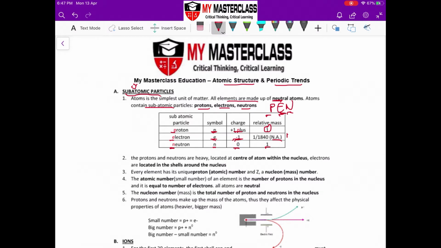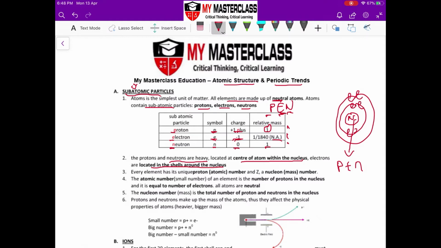The electrons are very light, while the protons and neutrons have mass. Protons and neutrons are heavy, so they are located at the center, in the nucleus. Electrons are located in the shells surrounding the nucleus. So your atoms will look something like this: a nucleus in the middle, and shells surrounding it. Inside the nucleus we have the P and N because they have mass and are heavier, so they are close to the center. My electrons will be arranged inside the shells.